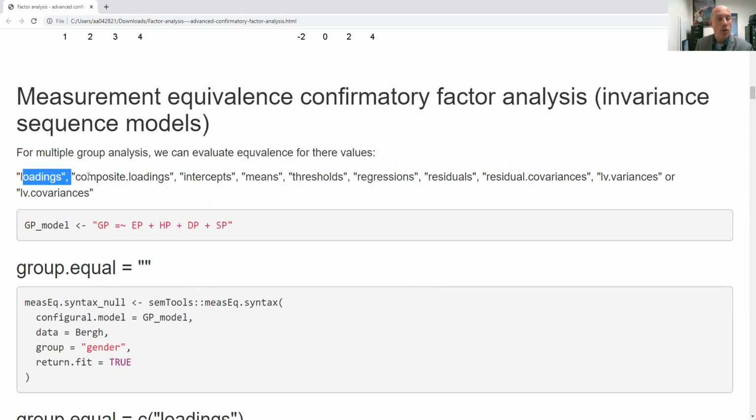So we've got loadings, composite loadings, intercepts, means, thresholds, regressions, residuals, residual covariances, LV variances, and LV covariances. Okay, so we have plenty of options with this. We're going to put these into the group.equal parameter of our modeling. At this point, we're going to run models with different group equal parameters, and then compare them and see which one looks like it's going to be the best one to work with.